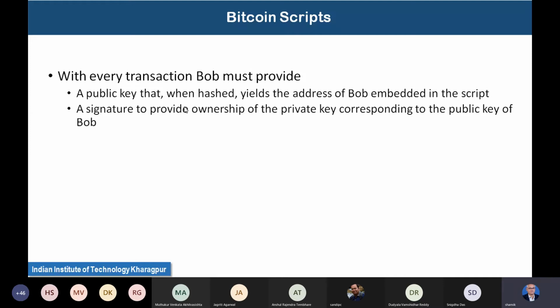So what Alice will do is embed certain scripts when she sends those 5 bitcoins to Bob, and when Bob wants to spend those bitcoins, Bob has to prove that he was the person who was meant to get those 5 bitcoins. And these are all done automatically through the scripts. So let us see something.